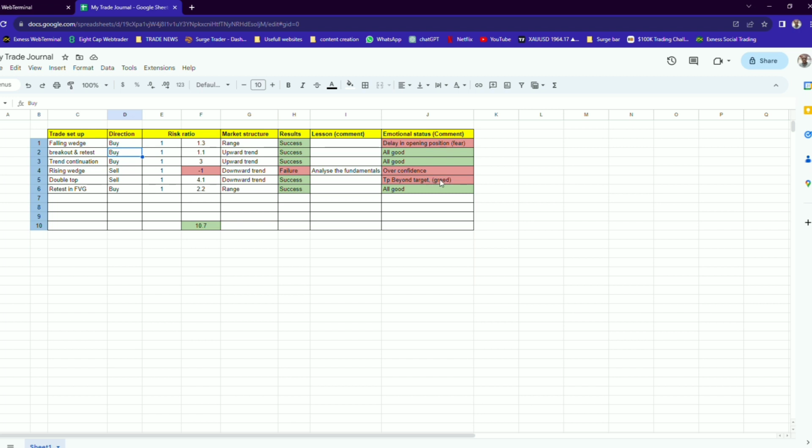So that will be greed. But if all are checked, it means that will be all good. So these are the 7 most important things to note when you're journaling your trades.